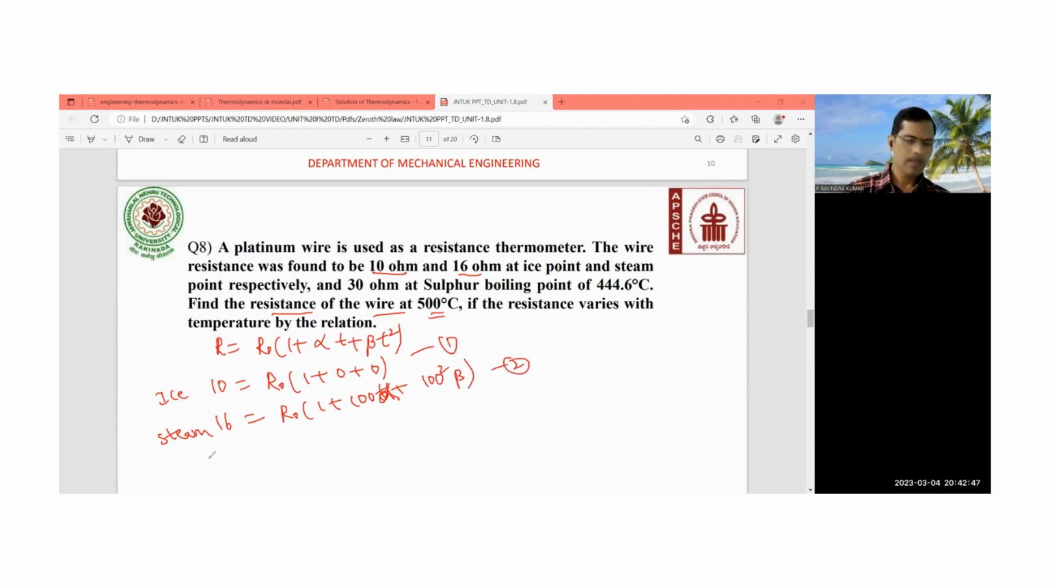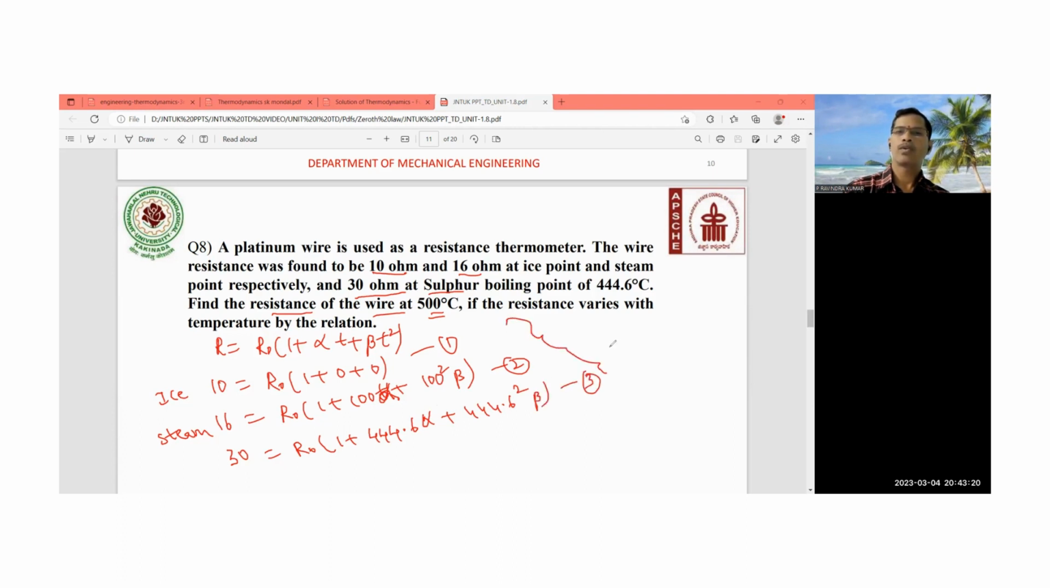The third one, the sulfur boiling point, is also given. It is 30 ohm at the sulfur boiling point. So that is equal to R naught into 1 plus 444.6 alpha plus 444.6 square into beta. So this is the third equation.